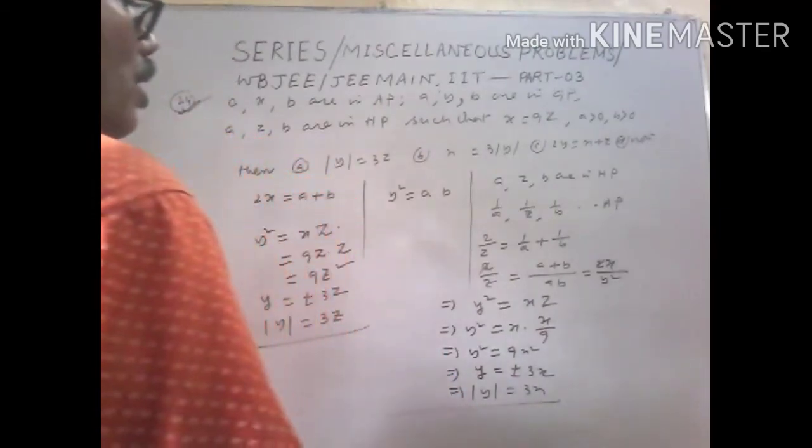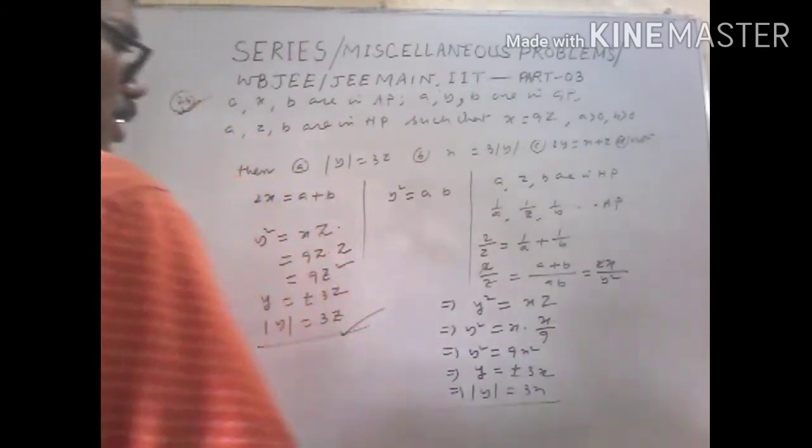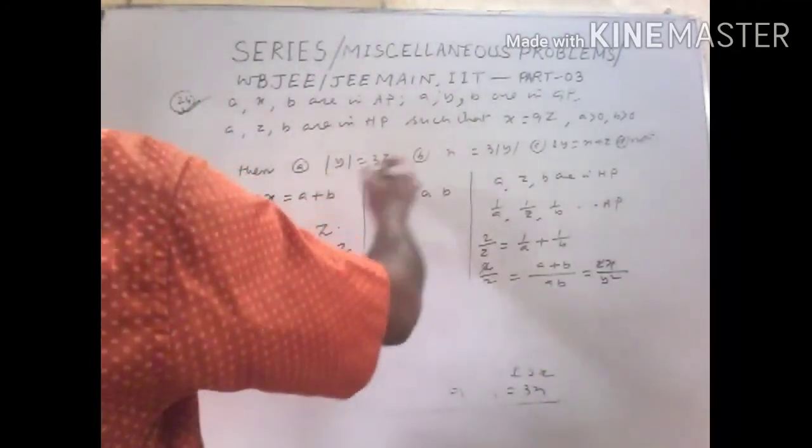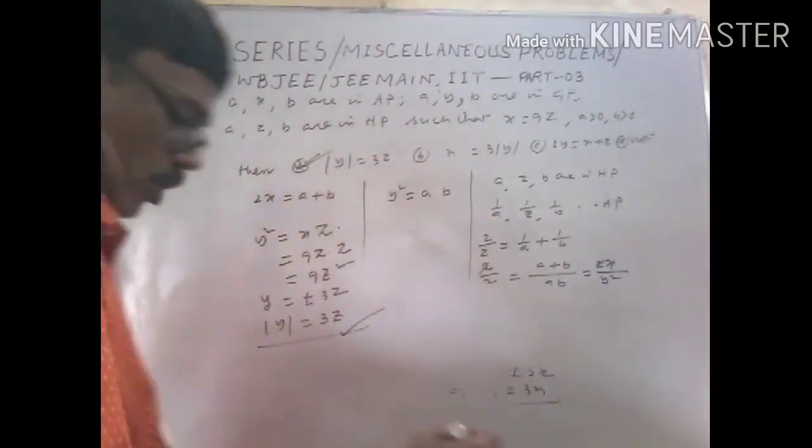So what is the possible option? The possible option is mod y equals 3z. This is option number 1.